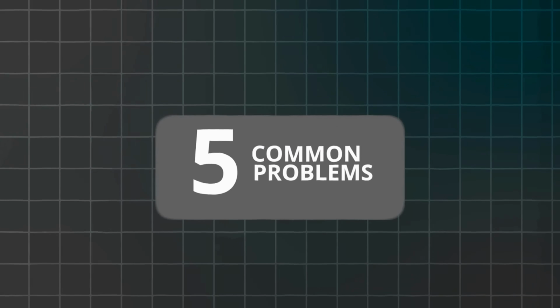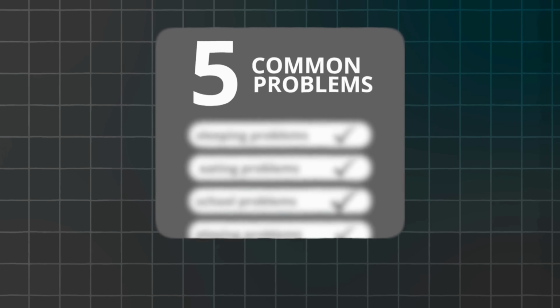Start by thinking about the kids in your life. What challenges do they face? What would make a parent's life easier? Those everyday struggles are goldmines for book ideas. Make a list of 5 common kid problems and you've got your first 5 book ideas.